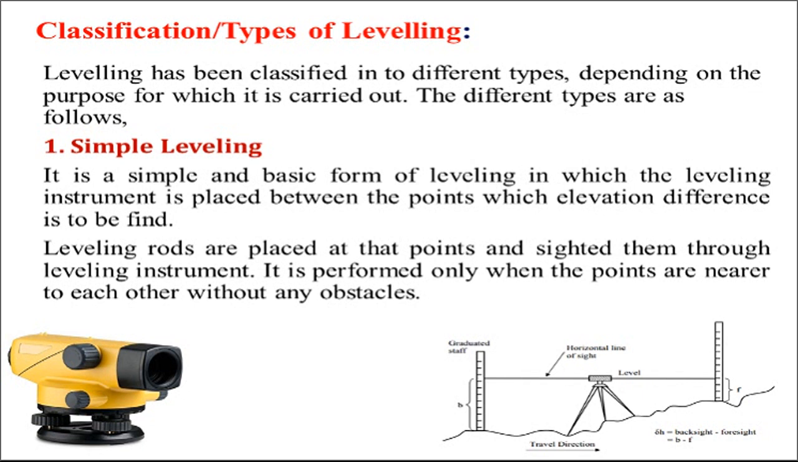So, in simple leveling, suppose we want to find out the level difference between this point and this point. In such a situation, we have to set the dumpy level like this, and first of all hold the staff at the first point and observe the reading. Similarly, we hold the staff at point 2 and again take the reading. The difference of these two readings will give the difference of level between the 2 points. So, this leveling is called simple leveling.